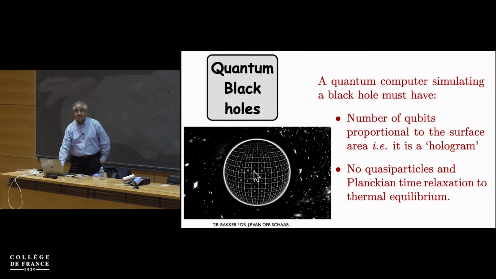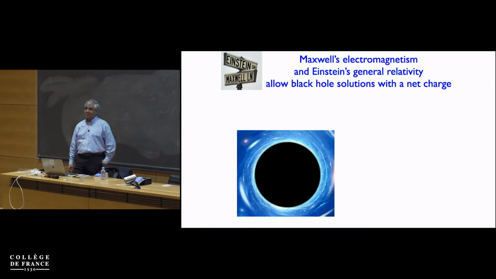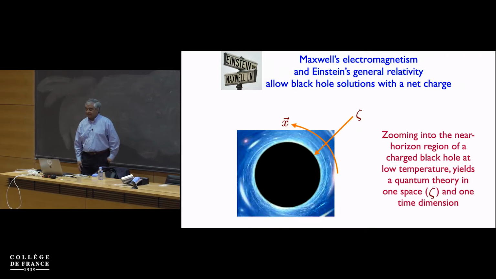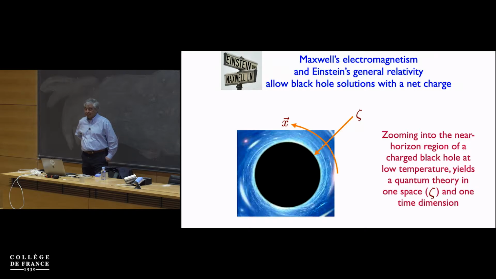Okay, so the question is, can you make life simple? Well, as I mentioned yesterday, you want to make life simple by looking at a charged black hole. So take a solution of Maxwell's equations and Einstein's equation in a black hole with a net charge. And then what you find, if you're falling into the black hole, is that your universe becomes two-dimensional. Only one space and one time, directions I call zeta and tau. And the angular direction x can be ignored for the most part in the low energy theory.